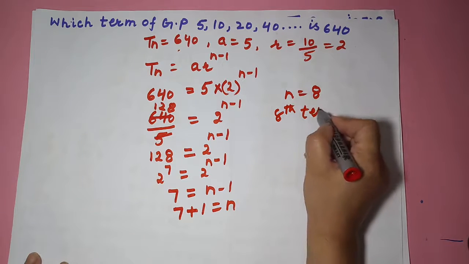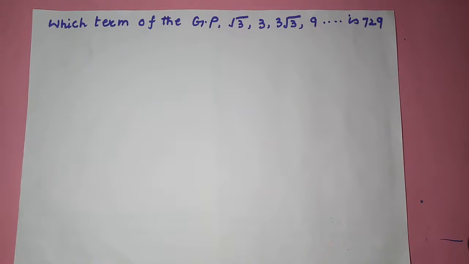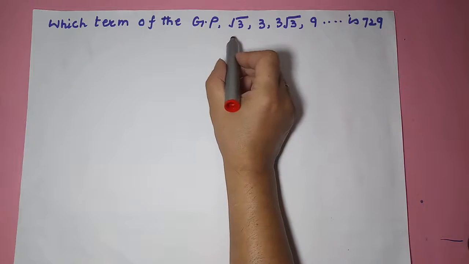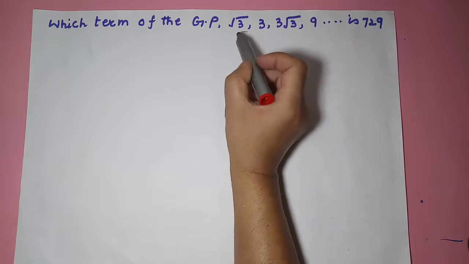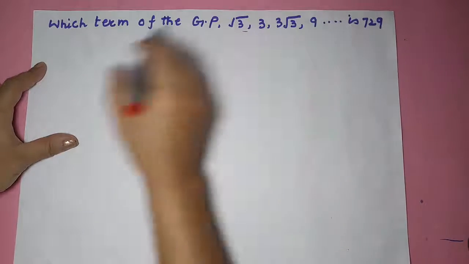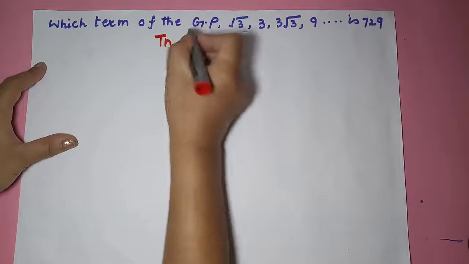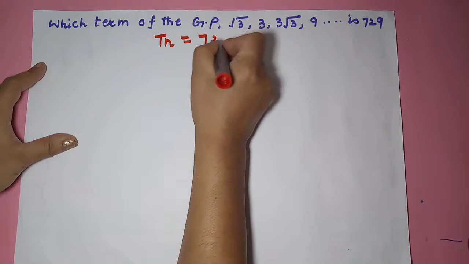Is this clear? Okay. Now, one more. This time we have the sequence given in form of irrational numbers. So, which term of this GP is 729? So now you can identify Tn as 729.